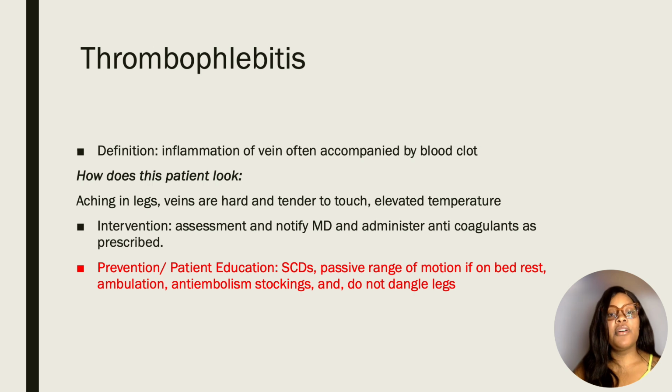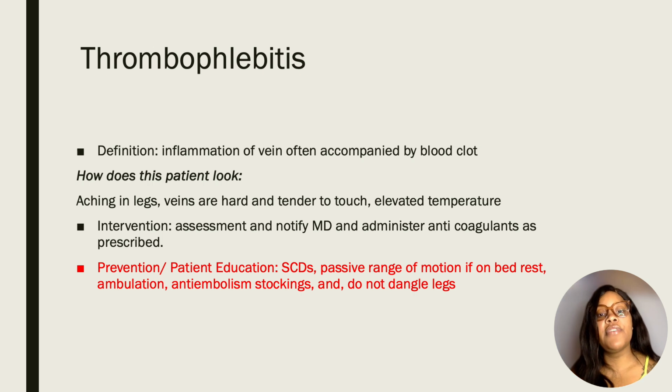Alright, thrombophlebitis. This is inflammation of the vein, often accompanied by a blood clot. So how does the patient look? They may complain of achiness in the legs. Their veins may be hard and tender to touch, and they may have a temperature. So what are we going to do? We are going to notify the doctor and administer anticoagulants as prescribed.